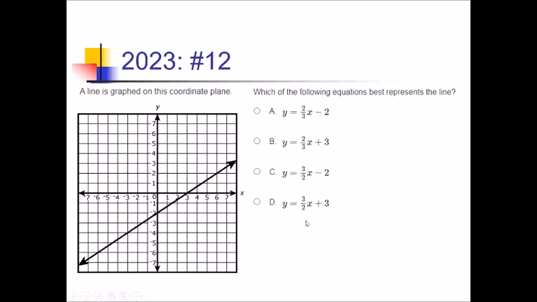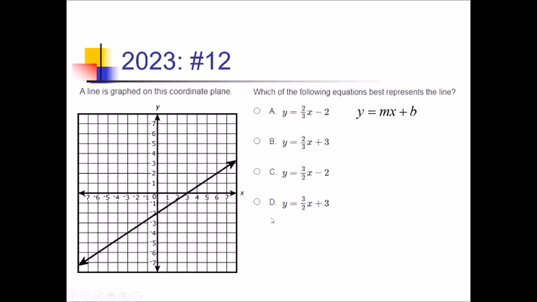For this problem, we're given a line on a graph, and we want to know which equation best represents that line. All of these equations are in y equals mx plus b form, slope-intercept form. So just looking at the graph, if we can figure out the slope, the m value, and the y-intercept, the b value, we can quickly figure out which one of these equations goes with this line.